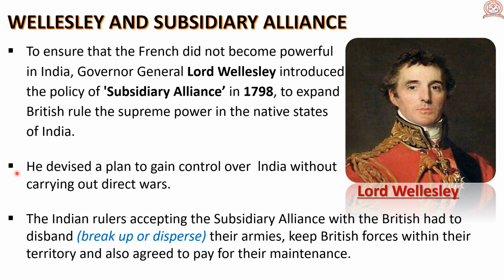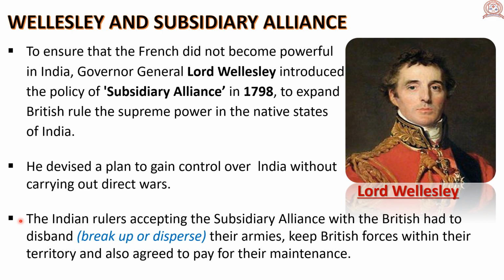He devised a plan to gain control over India without carrying out direct wars. The aim of Lord Wellesley was to conquer the territories of India through the policy of subsidiary alliance without direct wars. Under the subsidiary alliance policy, the Indian rulers accepting the subsidiary alliance with the British had to disband their armies, keep British forces within their territory, and also agree to pay for their maintenance.